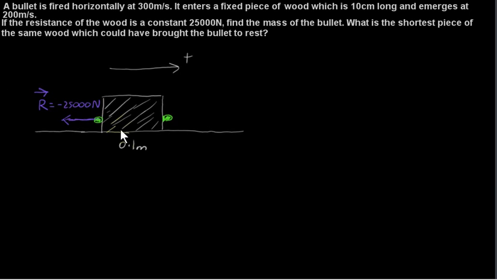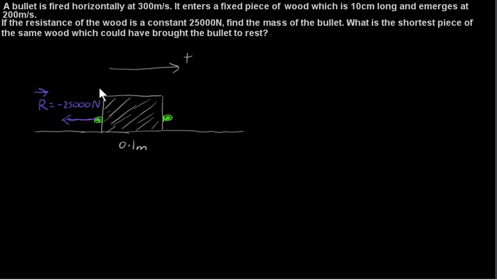Now, this force is constant, so as the bullet is passing through the block, the same resistance force is acting on the bullet. It's going to be the same, pointing to the left with magnitude 25,000. So that same force is acting on the bullet all the way as it passes through the block. Now we want the resultant force on the bullet.